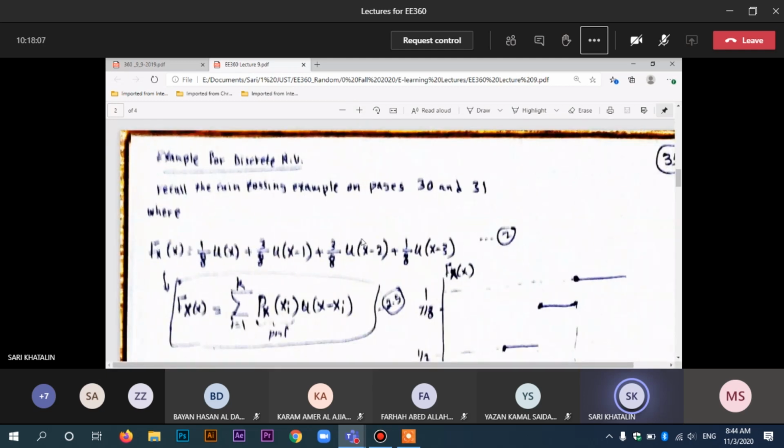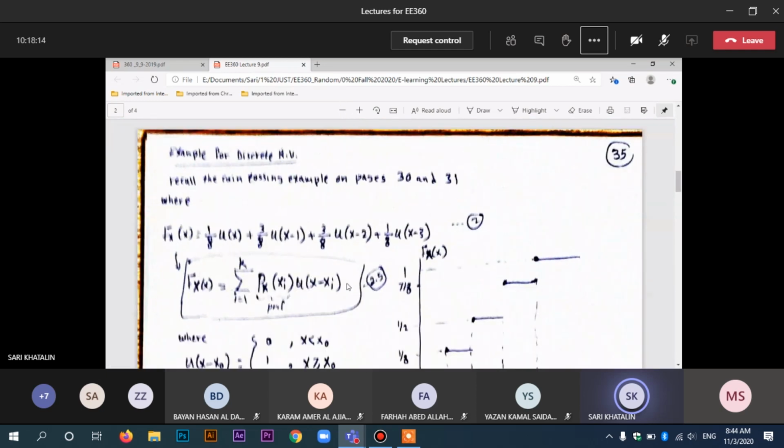This one is a little blurry, but okay. If you remember this example, this is a coin tossing example. We keep repeating it.